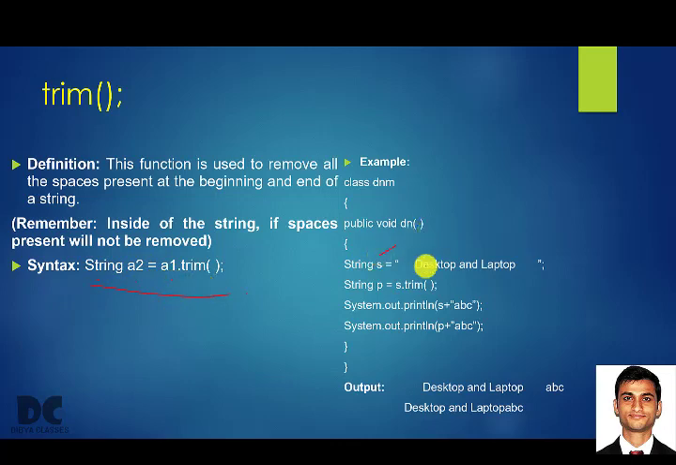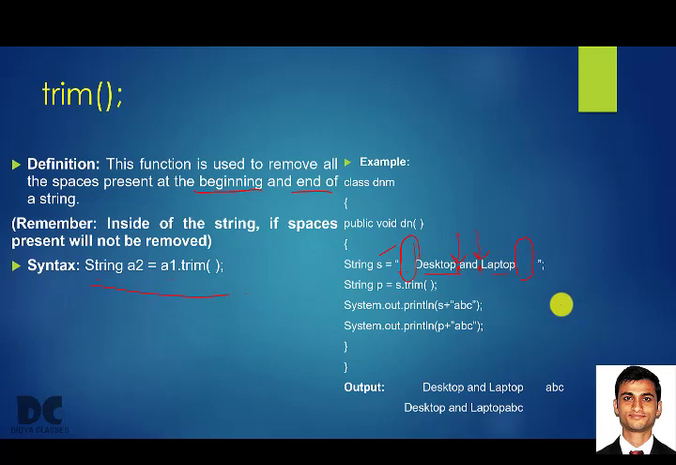For example, in S, you have space space desktop, space and space laptop and space space. So when you do trim, what will happen? It will delete these spaces that are present before desktop and after laptop. It will not delete spaces between desktop and laptop. These spaces. There are spaces here. It will not delete this. It will only delete spaces in the beginning and end of a string.